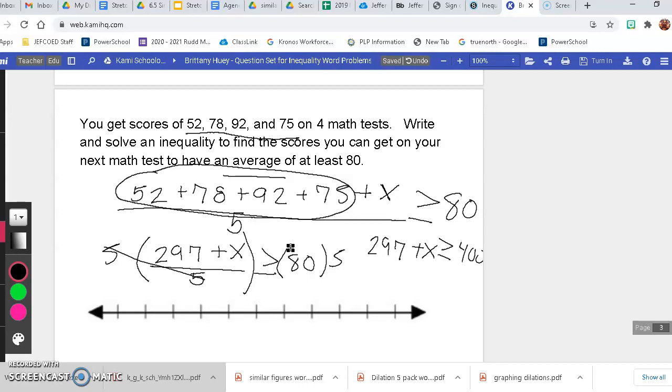Alright, lastly, to get the variable by itself, let's just subtract this 297 from both sides. When we do that, we're left with, and I'm sorry I'm having to put this on the bottom, guys, x is greater than or equal to 400 minus 297. Look at this. 103.